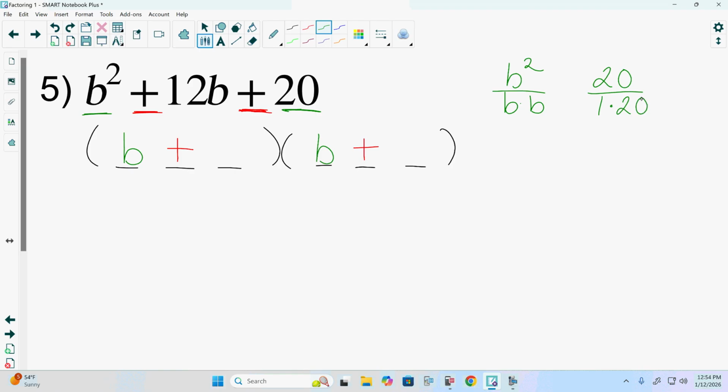Now the set of factors for 20, we do have a few. We have 1 and 20, 2 and 10, 4 and 5. Now we need to pick which one we want to try first and plug it in. Which set of factors of 20 do we want to try first? 2 and 10.